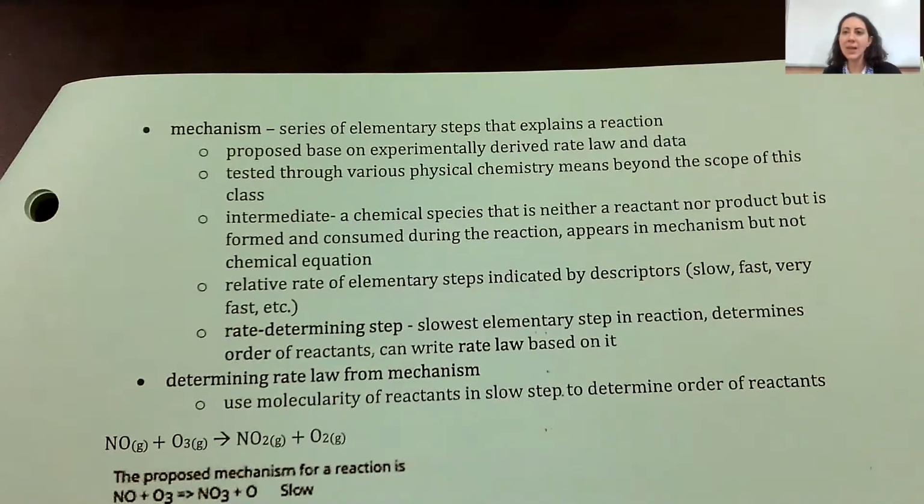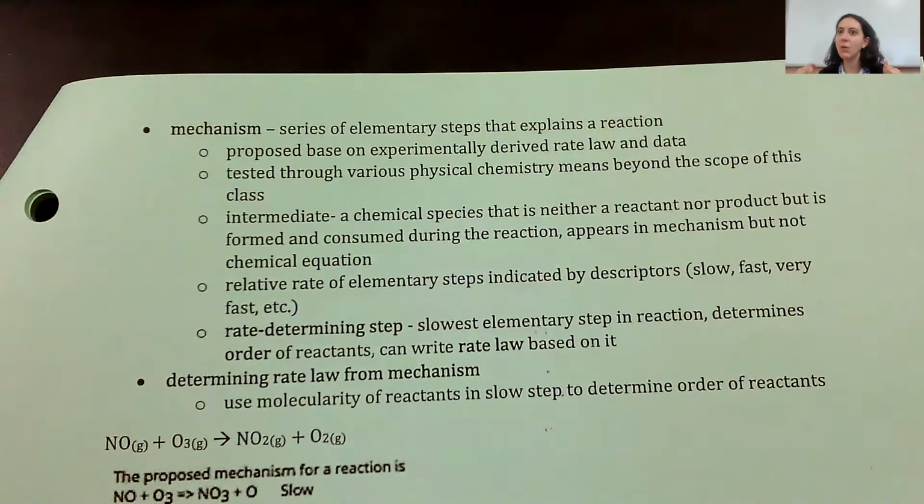First of all, a mechanism is always proposed based on experiments. So if a chemist is trying to figure out the mechanism of a reaction and they're studying this particular reaction, they would do a whole bunch of experiments, and we're actually going to look at experimental data that you would gather, and kind of figure out the rate law, which again, we'll talk about later. They figure out the rate law.